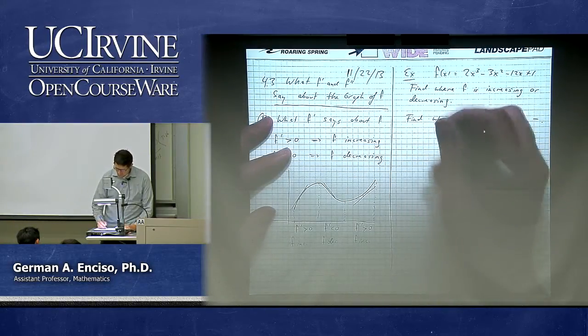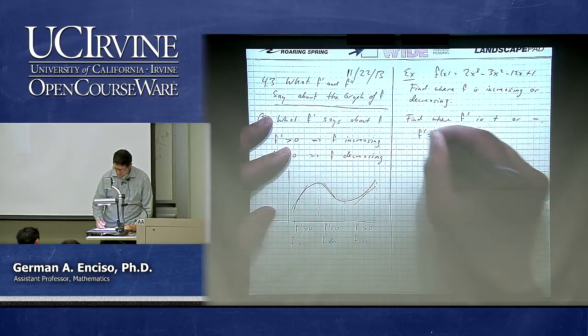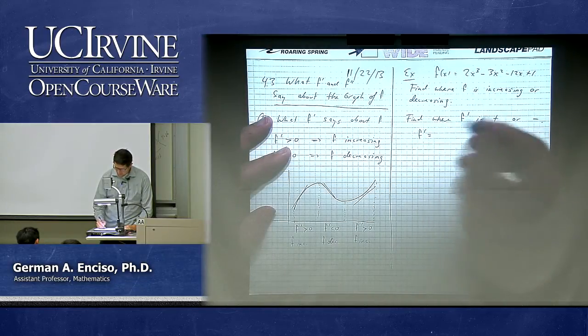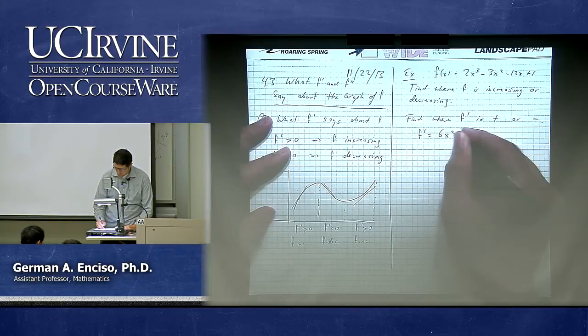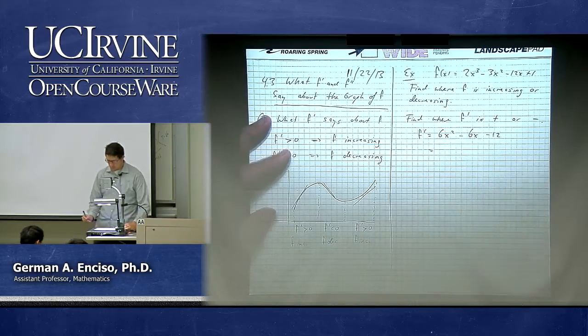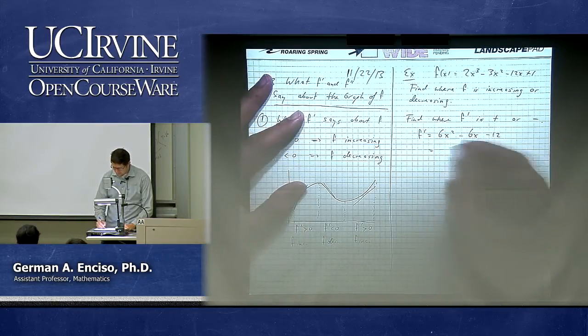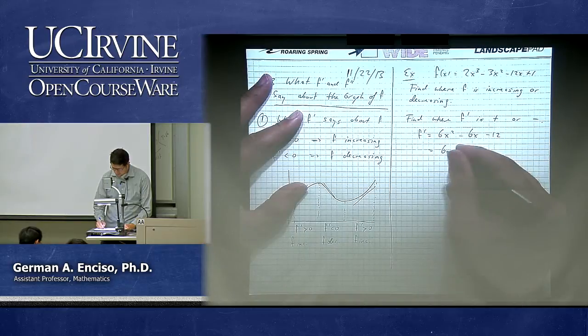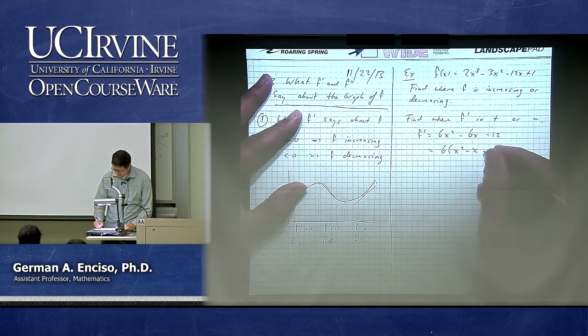We first compute the function f prime. f prime is equal to, derivative of this thing is 6x to the 2 minus 6x minus 12. I can conveniently factor the 6 out, and this is 6 times x squared minus x minus 2.